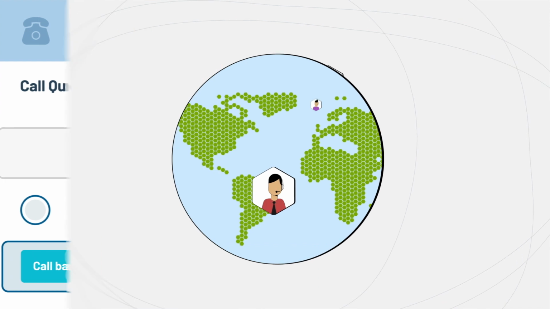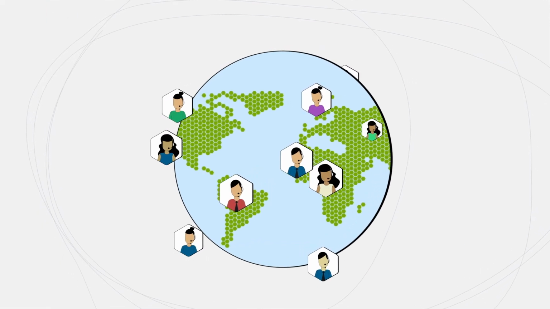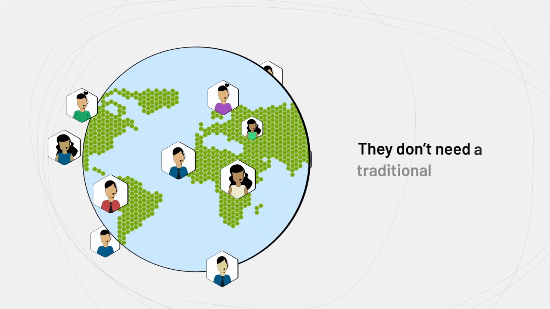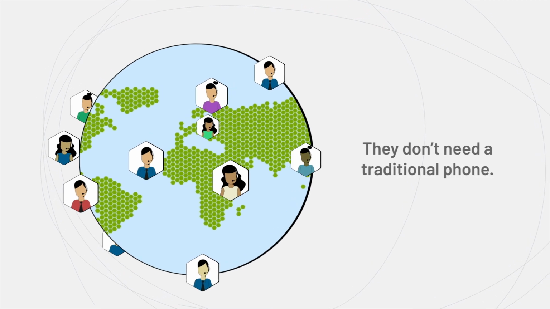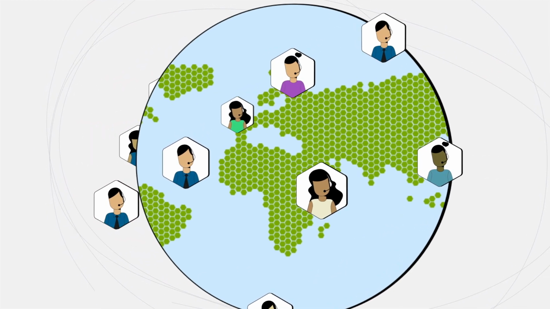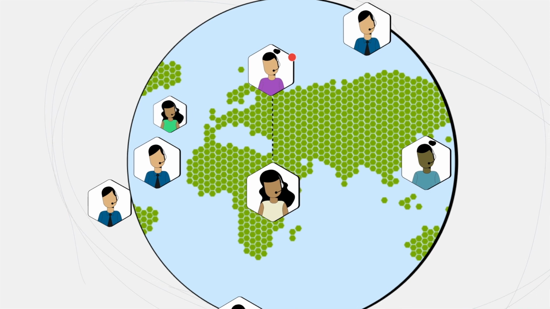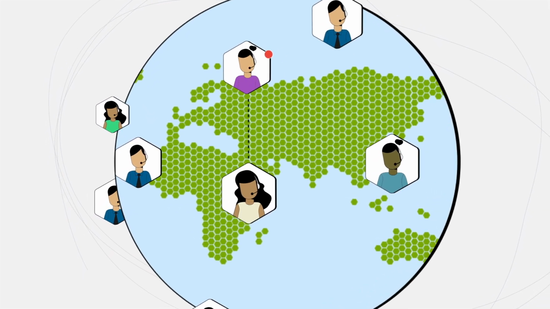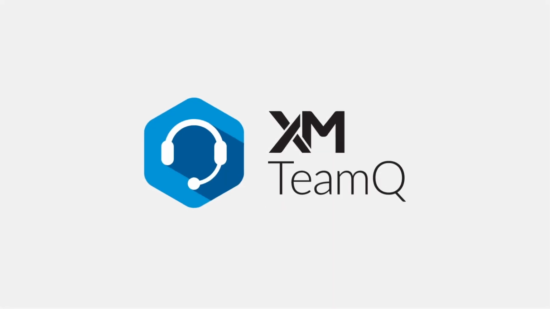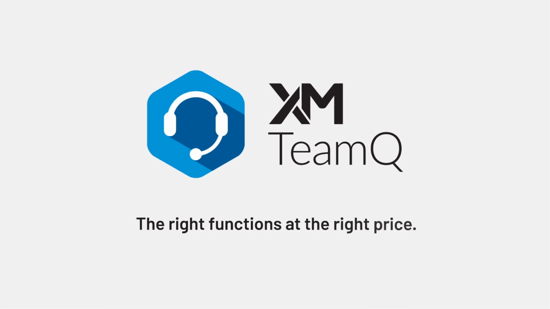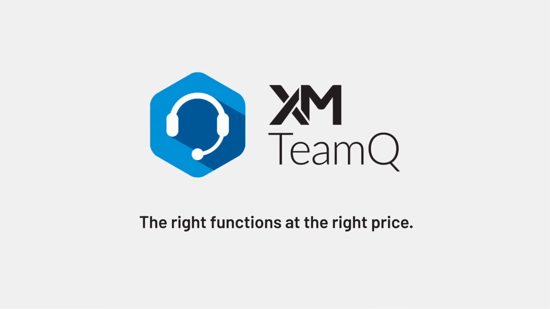Team members don't have to be in the same building or even on the same continent. They don't need a traditional phone. When they step away to work on something else, other team members can see their status and coverage can adapt. XM TeamQ delivers the right functions at the right price to almost any communications infrastructure.